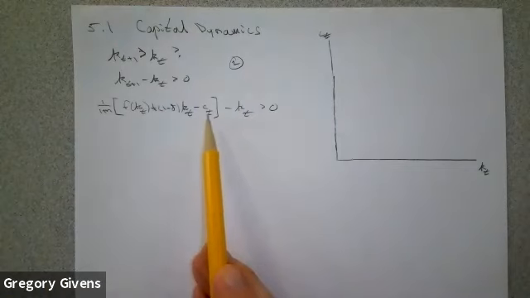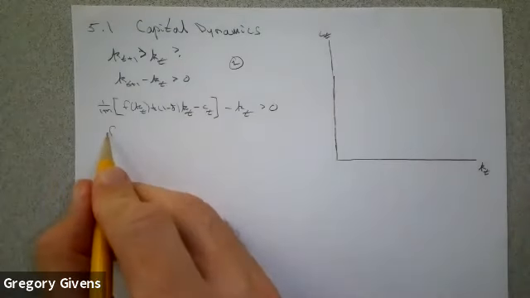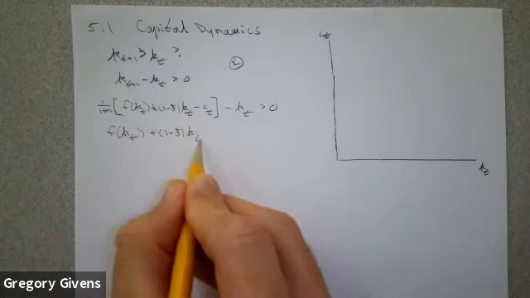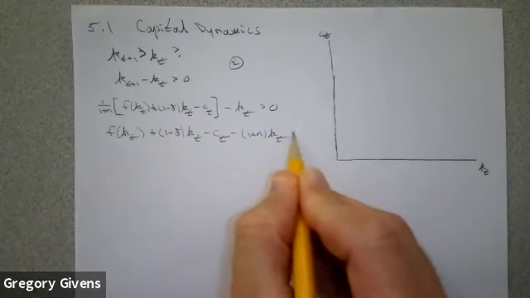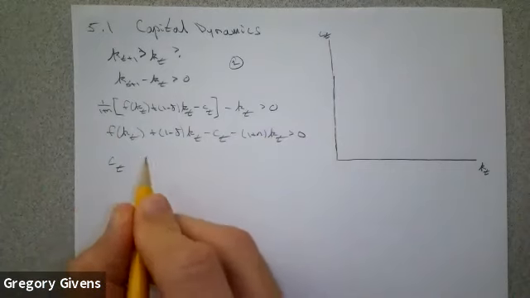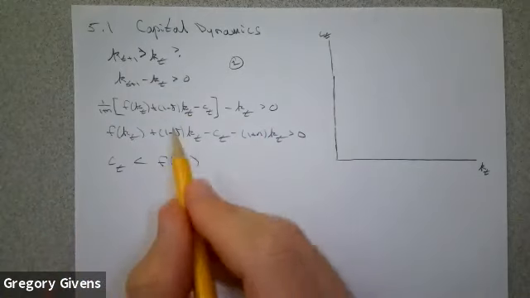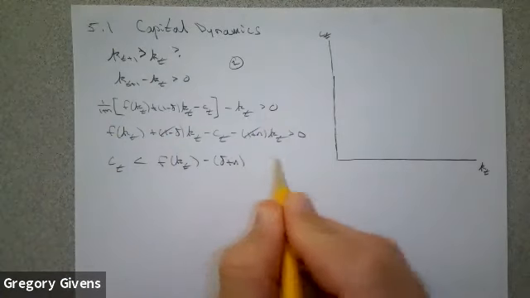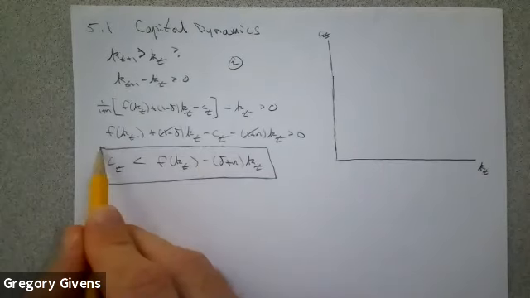Let me express C_t then as an inequality with only K_t on the right-hand side. Multiply both sides by 1 plus n. You get f of K_t plus 1 minus delta K_t minus C_t minus 1 plus n K_t bigger than 0. So C_t is going to be less than f of K_t. Some of this cancels. Minus delta plus n times K_t. There you go.